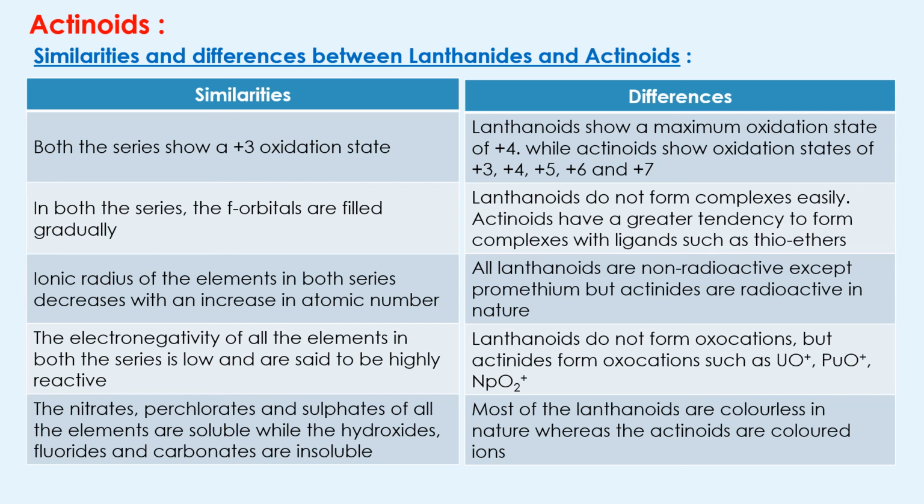Lanthanoids do not form complexes easily, but actinoids have a greater tendency to form complexes with a ligand such as thioether. The third difference: all lanthanoids are non-radioactive except promethium, but actinoids are all radioactive in nature. Lanthanoids do not form oxocations, but actinoids can form oxocations such as UO2+, PuO2+, NpO2+. Most of the lanthanoids are colorless in nature, whereas actinoids are colored ions.